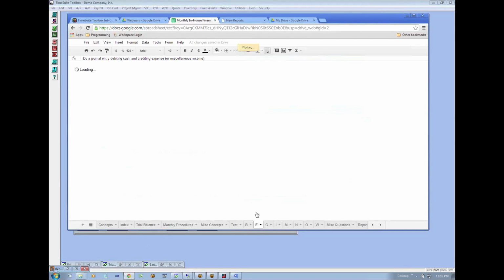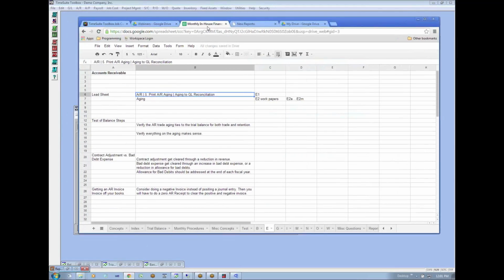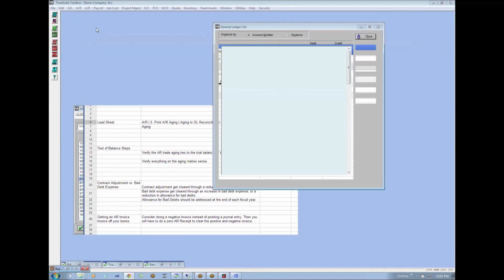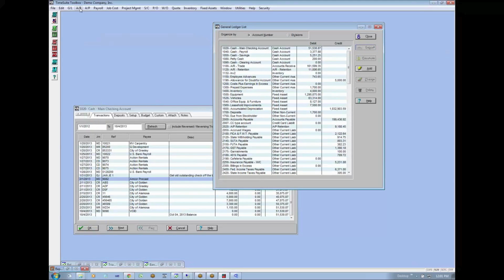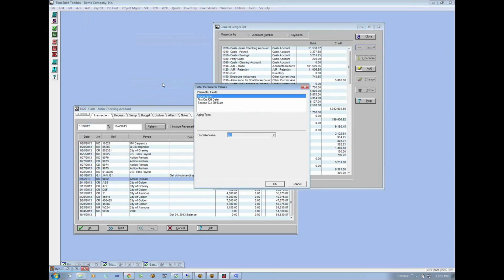Okay, let's move on to accounts receivable. So how do we know, what are we going to do with that? The system, in various areas, we've produced reports that help you with your work papers. For example, we've done this aging to GL reconciliation that can be used as a lead sheet in your accounts receivable analysis or set of working papers. So you go AR, and you go aging, and you go aging to GL reconciliation.